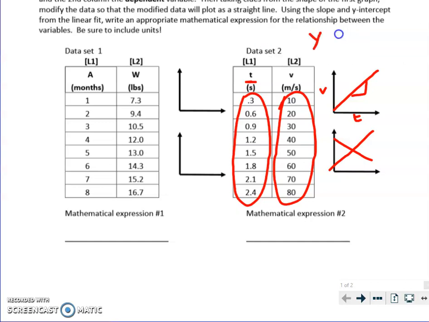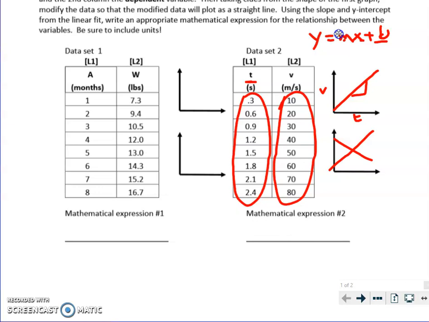So if we use the generic y equals mx plus b, you ask yourself, what's your y variable? Put it there. What's your slope? Equals, put it there. What's your x variable? Put it there. And then if there's no y-intercept, leave that blank. Okay, so you should be able to come up with a pretty straightforward equation based on that first graph.